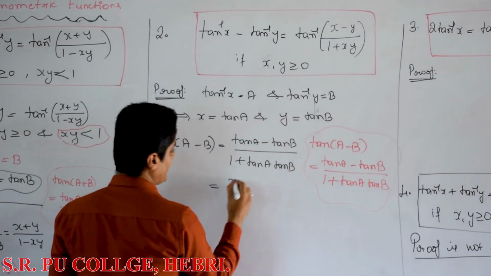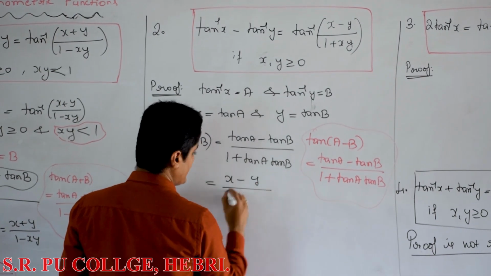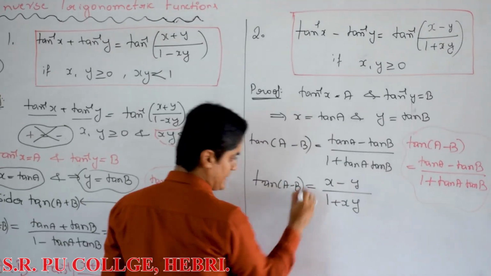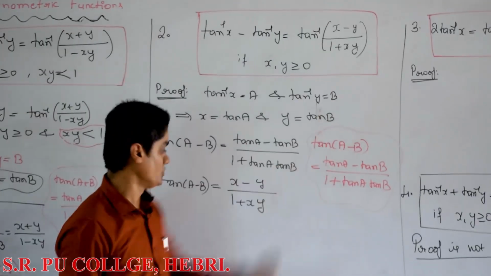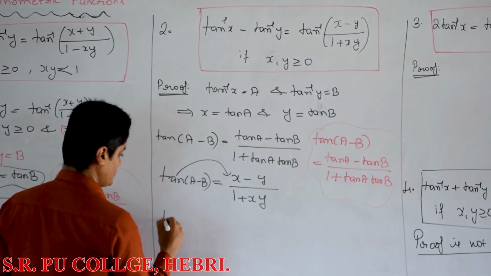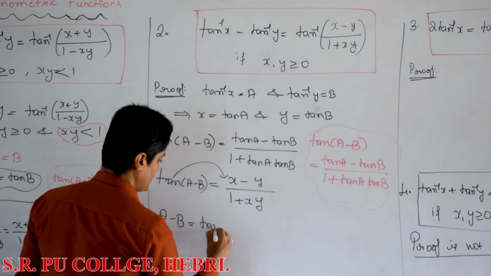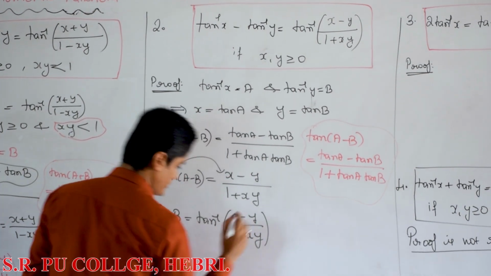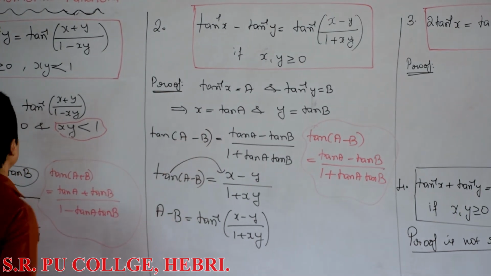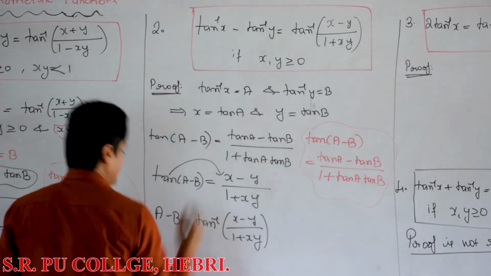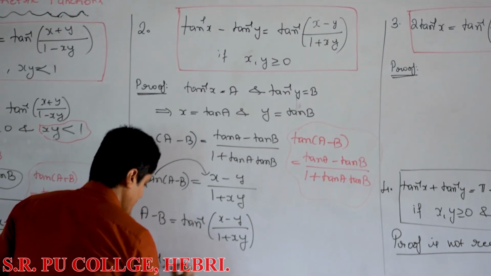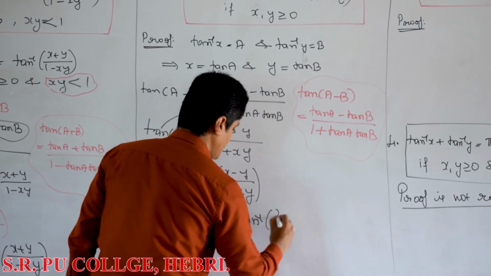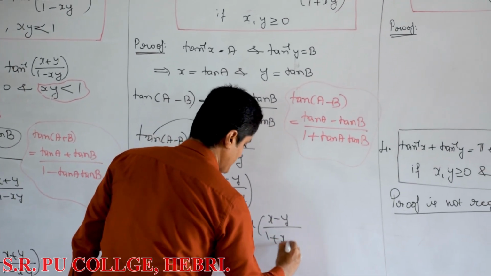What is tan a? x. What is tan b? y. Divided by 1 plus x into y. So on this side we have tan of a minus b. We want tan inverse, so take it to this side. So a minus b will become tan inverse of (x minus y) by (1 plus x into y). As we did in the first result, replace a by tan inverse of x, b by tan inverse of y. So you will get tan inverse of x minus tan inverse of y equal to tan inverse of (x minus y) by (1 plus xy).